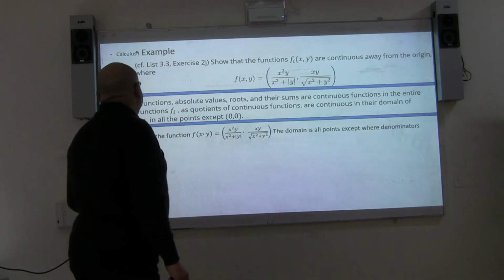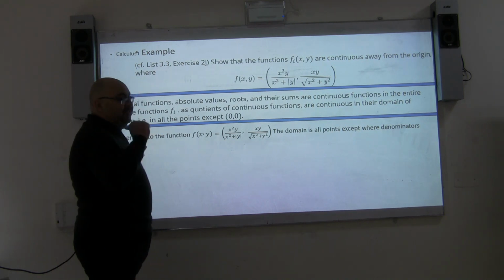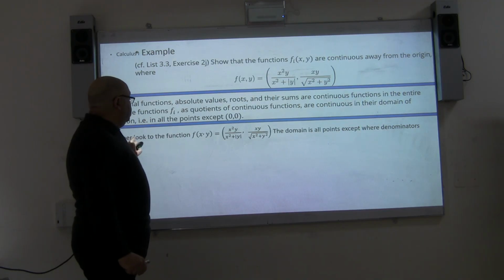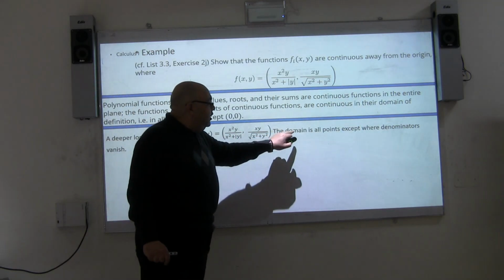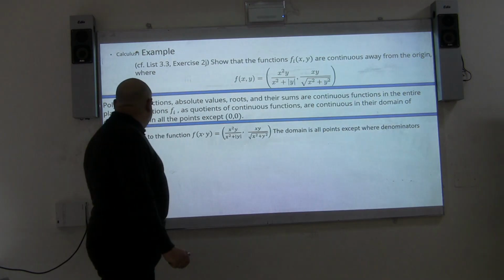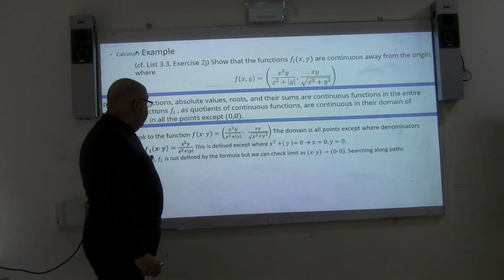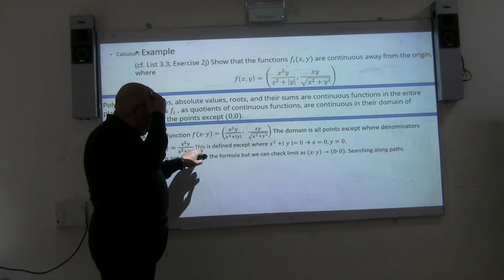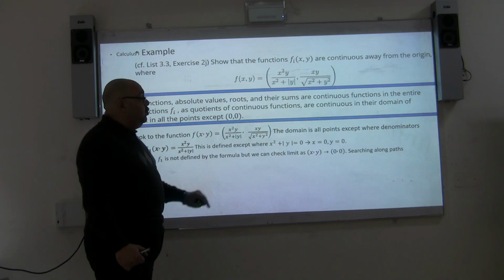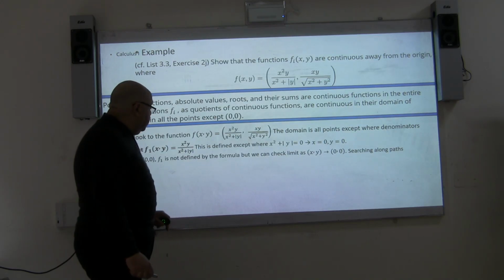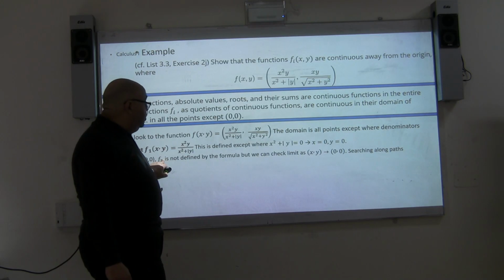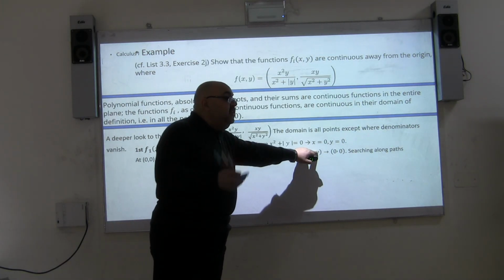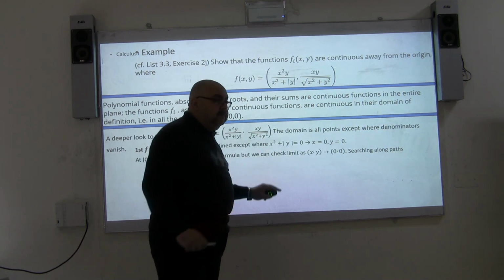طيب if I want a deeper look, يعني لو انا بقى عايز ادرس عند الاوريجن اقدر ابص اكتر. هنا بيقول a deeper look at the function. The domain is all points except where the denominator vanishes. So f1 is x squared y divided by x squared plus absolute value of y. This is defined except where the denominator is equal to 0, so at x equal to 0, y equal to 0. So at 0, f is not defined by the formula, but we can check the limit as x y tends to 0. ما عنديش definition للفانكشن بس اقدر ادرس الليميت.